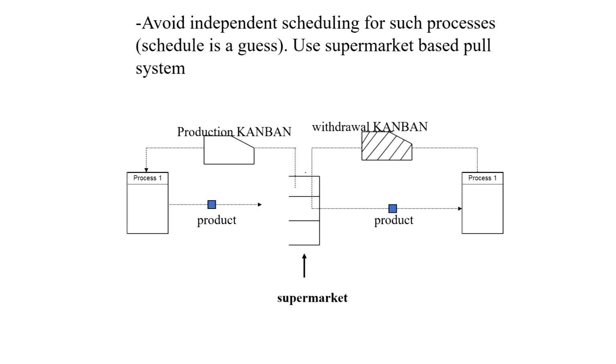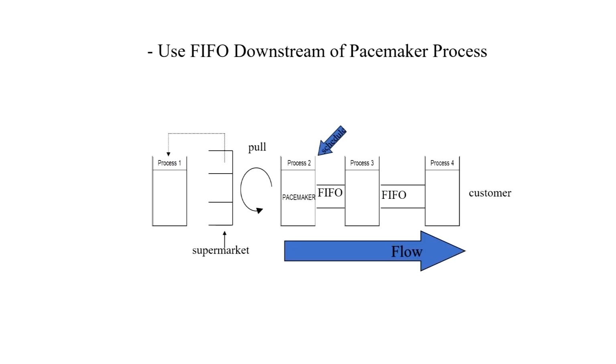So, what happens here? There is process 1, process 2. You can have a pull system up to this, and after that the withdrawal is done from the supermarket by the customer, and you are giving the replenishment to the supermarket. The whole JIT concept started with the concept of this supermarket. Then you can follow the FIFO schedule, first in first out, in a uniform direction.